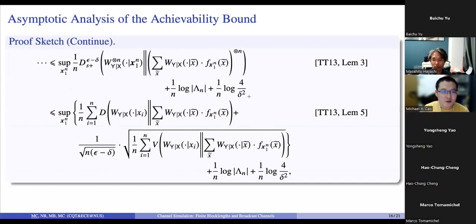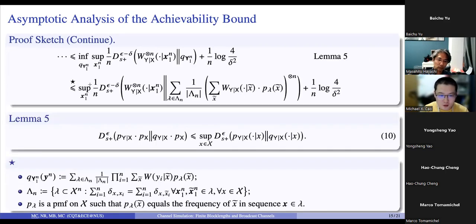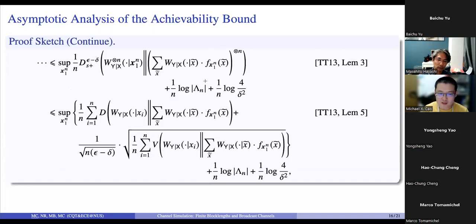Then, instead of considering all the types lambda, we can just pick a specific lambda, which is the type of the sequence X. When you do the supremum over sequence X, we just replace that lambda by the type of sequence X, and that gives the additional term, which is the log of the probability of the type of the sequence X happening. In this case, the first part we expand. That is the expansion of the spectrum divergence, where V is the divergence variance of the information divergence.